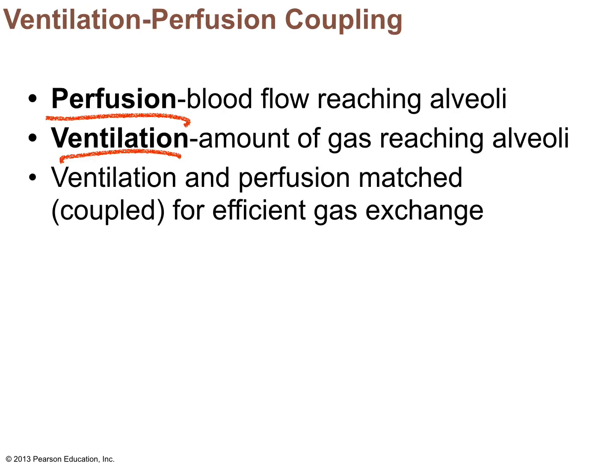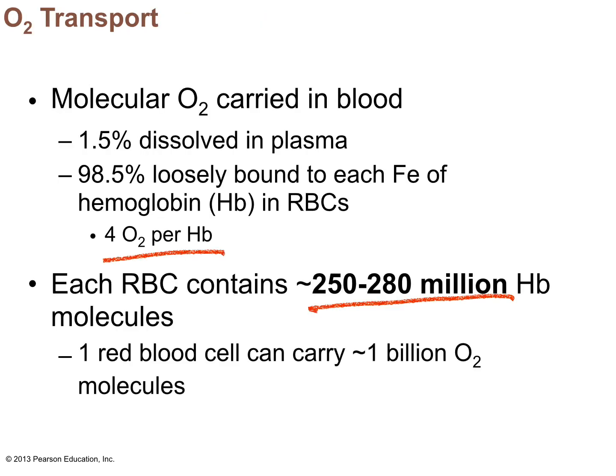Ventilation-Perfusion Coupling. What is this saying? Well, perfusion is the blood flow that gets to the alveoli. You can go back in your notes and look at the picture of the blood vessels, the capillaries surrounding the alveoli. So we need good blood flow to those. Ventilation is the amount of air that gets to the alveoli. So we need both. We need good blood supply and good air getting to the alveoli so that we can have good, effective, efficient gas exchange. You've memorized before, but memorize again that each red blood cell has about 250 to 280 million hemoglobin, and every one hemoglobin can carry up to 4 oxygen.